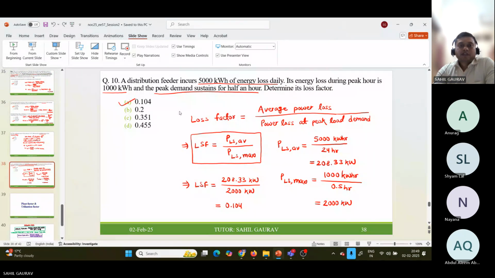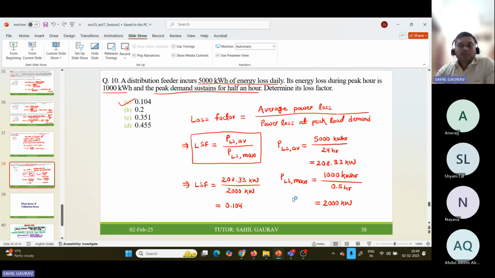Now they are asking about the loss factor. So how can we find the average power loss? They have given the energy loss. So energy loss will be divided by number of hours, so we'll get the average power loss. It is coming as 208.33 kilowatt.